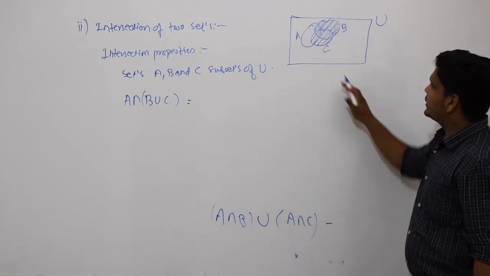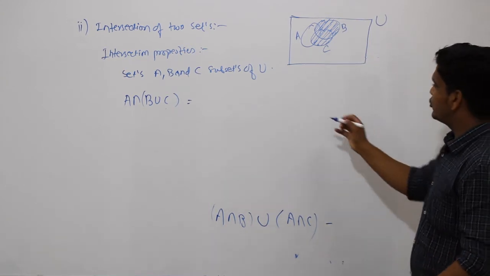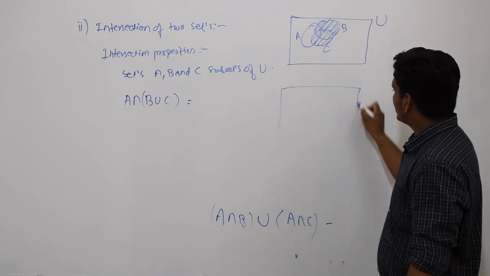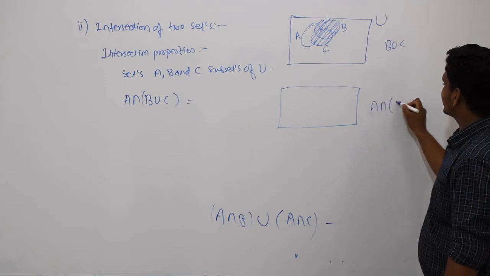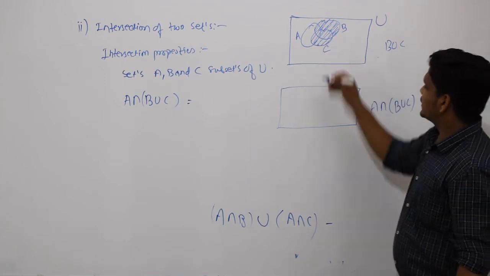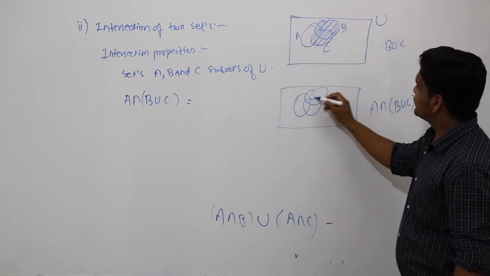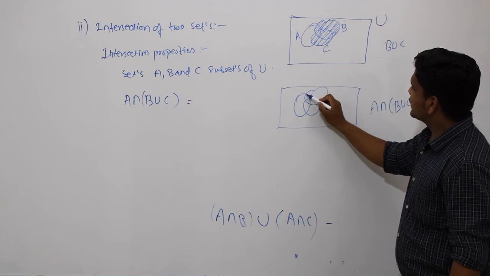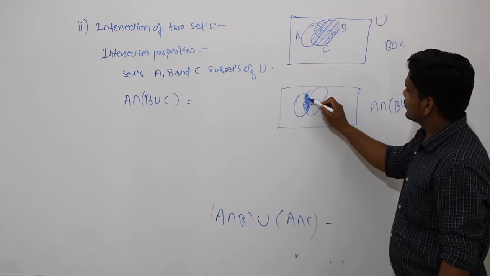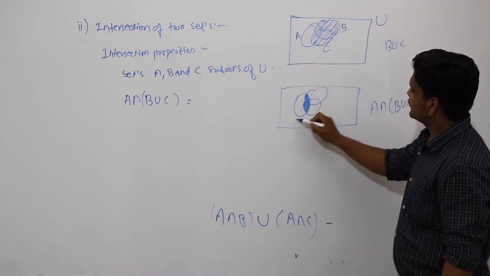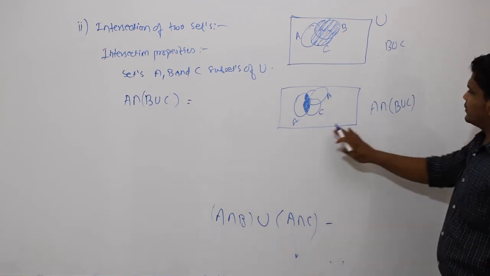Are you okay with this? This is my B union C. Now second thing, I will take A intersection with B union C. Here it is my U. This is B union C. Now I am taking A intersection (B union C). This is A, B and C. Now what is my A intersection (B union C)? With A, it is making an intersection like this. Is it okay for you? This is my A, B and C. My A intersection (B union C) is this.